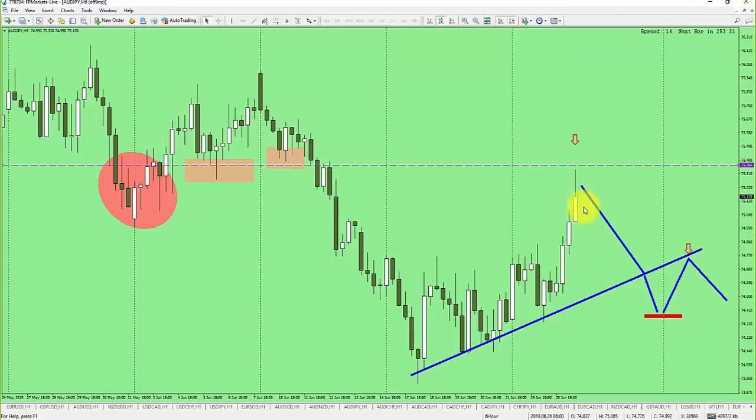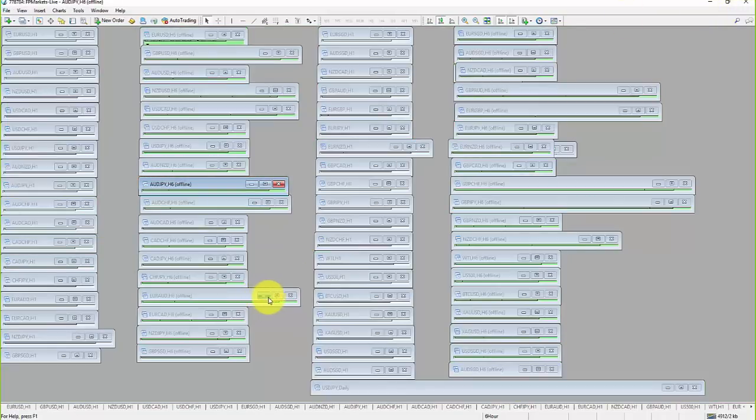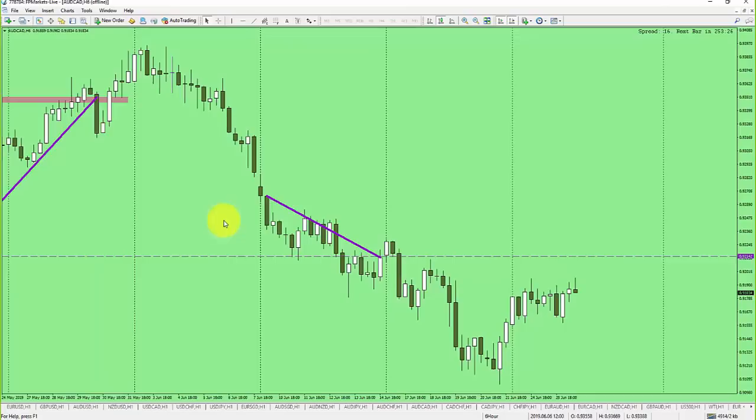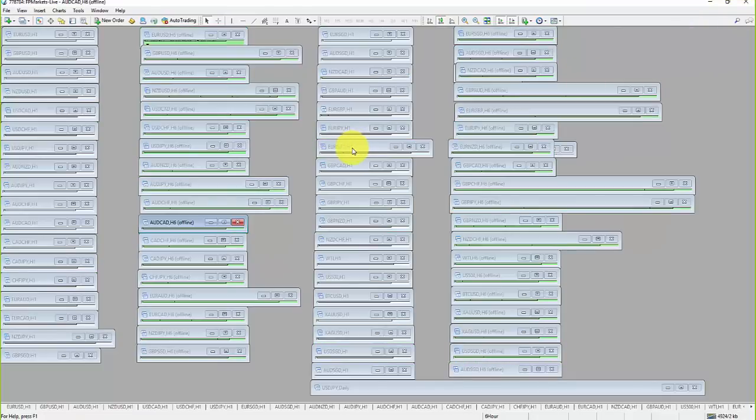Definitely the Aussie yen. We talked about that. And then also, the Aussie CAD is a great one too. What if the Aussie CAD comes up here and bounces off 92.15? That would be a great spot for a sell. Euro pound, I'll probably leave that one. Pound Singapore is another one.